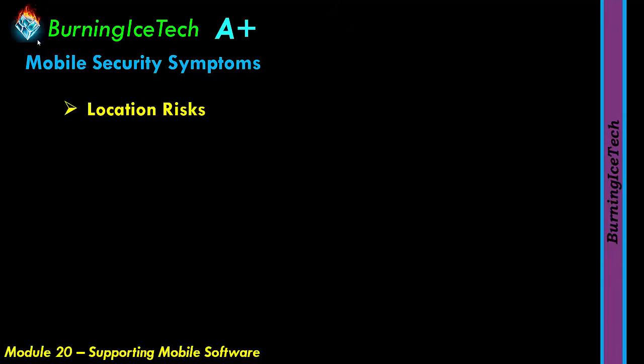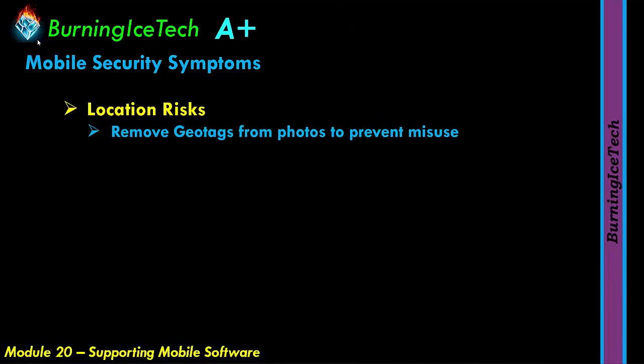So location risks with this one, you need to remember things like removing geotags from photos to prevent misuse. A lot of people don't know this, a lot of people don't even think about this, but when you go into platforms like Instagram or Facebook and you go and tag where this photo was taken, that is actually very, very dangerous. If I am the threat actor here, I can use that information to break into your platforms. So be very careful. Don't add geotags to your photos. Don't say, hi, I took this photo at blah, blah, blah. Don't do that. It's very bad to go and do that, guys.